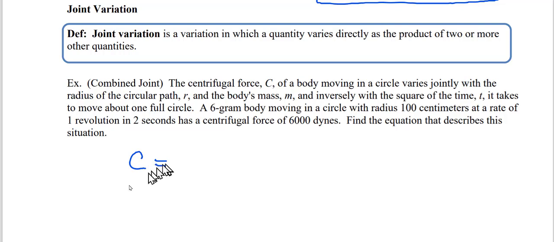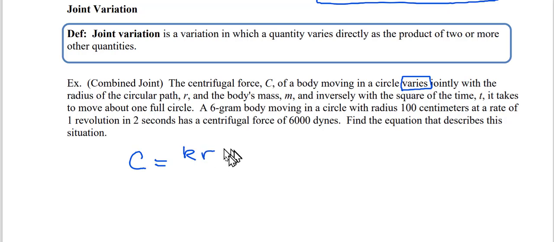Centrifugal force varies jointly with the radius of the circular path, so the radius and the mass of the body that's moving on it. So I need K for my proportionality constant. That's the easiest thing to forget because it's not explicitly stated, but anytime we have variation, we are talking about some proportionality constant times whatever is given.